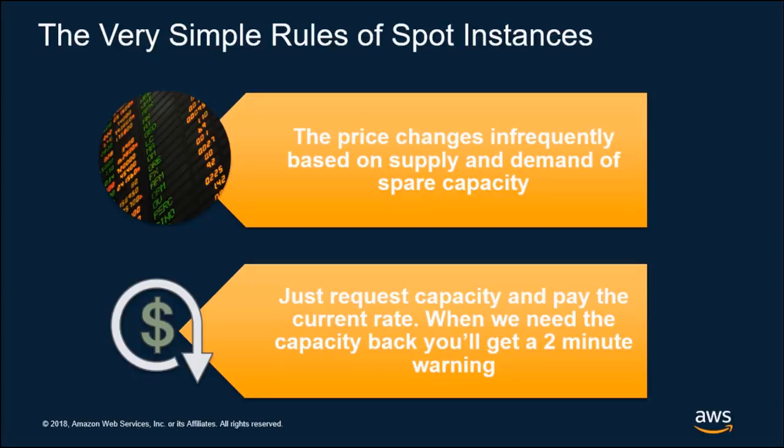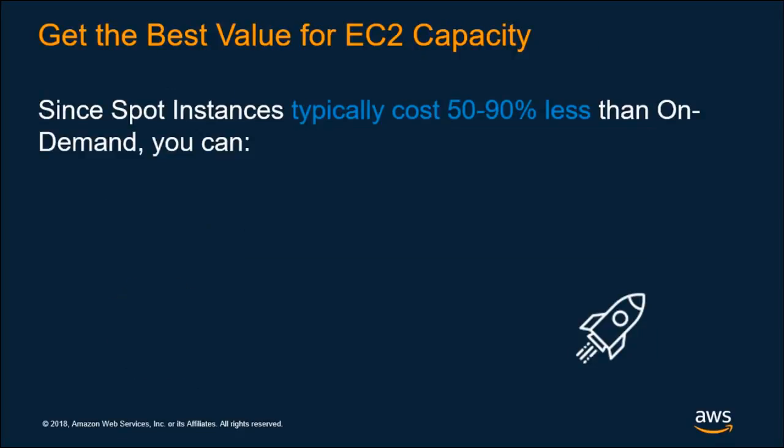And then the second rule is you just request capacity when you need it. You pay the current going rate. And when we need that capacity back, we'll give you a 2-minute warning for you to wrap up your work or checkpoint or do whatever you can do in 2 minutes. And then we take that instance back off you. And the trade-off that you get for allowing us to take that instance back off you within a 2-minute warning is that typically Spot instances are 50 to 90% less than on-demand instances.